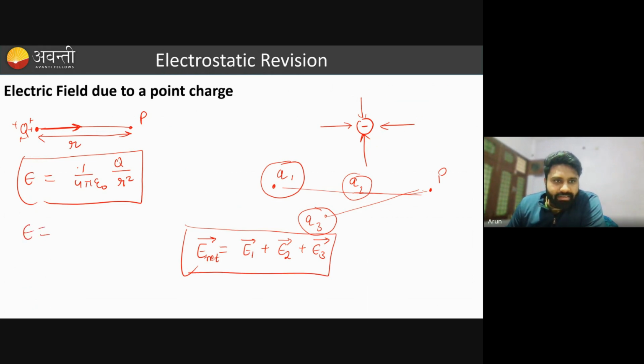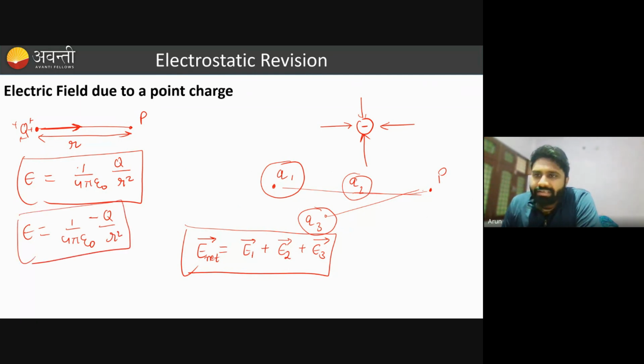For a negative charge, it is 1 by 4 pi epsilon naught times minus Q by r square. If you are taking the minus here, you don't need to put the direction on it, because you have already considered it as minus. Got it?